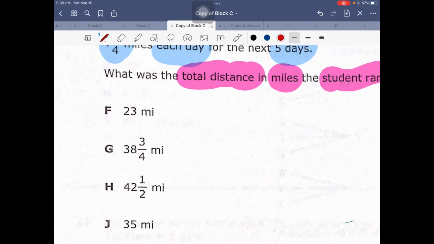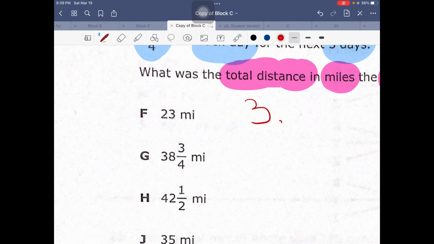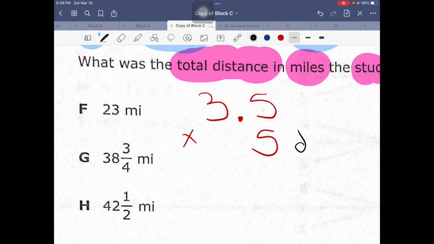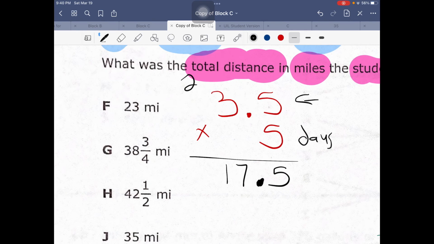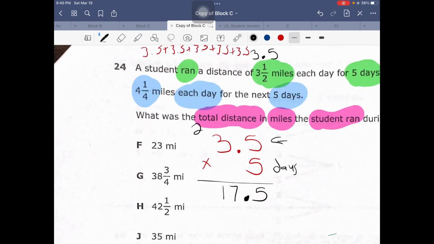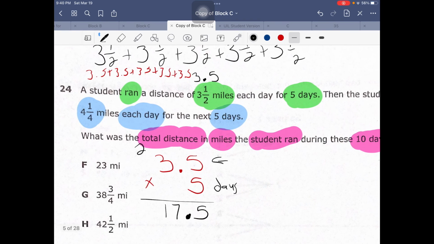Or, I'm guessing, I know that you can do this. 3.5 times 5, these being the 5 days that he ran this distance. What's 5 times 5? 25. 3 times 5? 15 plus 2, 17. How many decimal places? Just 1. So I have 17.5 for the distance for the first 5 days.